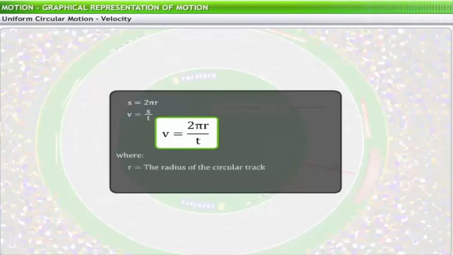The speed of an object is the ratio of displacement to time. Hence, the speed of an object in uniform circular motion is V is equal to 2 pi r divided by t, where r is the radius of the circular track and t is the time taken to circumnavigate the track once. Thus, you can use this formula to determine the speed of an object in a uniform circular motion.